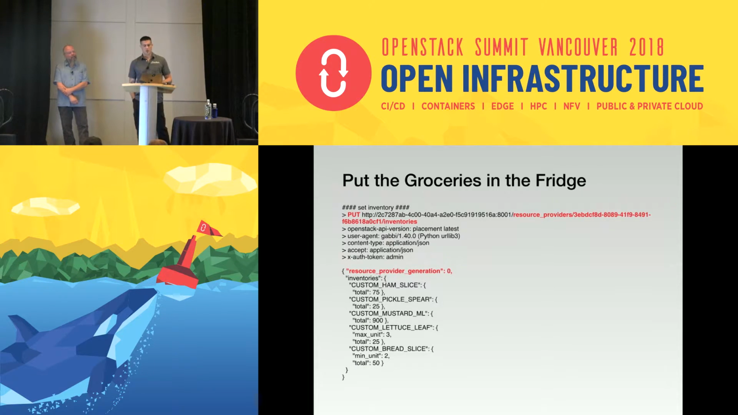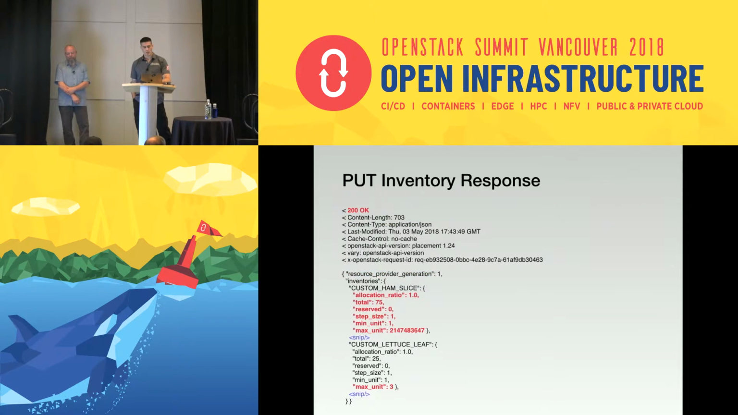So now I'm going to create an inventory. I'm actually going to stock my fridge. I went to the store and I bought 75 slices of ham and a jar with 25 pickles in it and so forth. So now I put to this URI that says inventories, right? And part of that URI is my resource provider. So I'm going to put this inventory of food into my refrigerator, right? And the response that I get back looks a lot like the request, except that it's expanded some stuff out. It defaulted some of these ancillary values onto my inventory for me, and I want to quickly go over a couple of those.